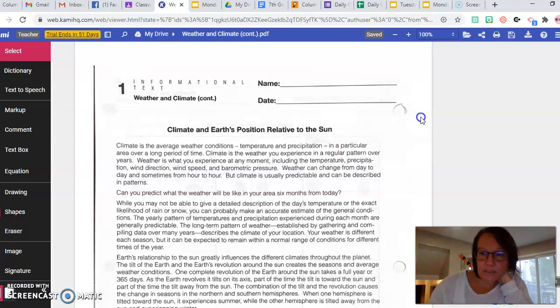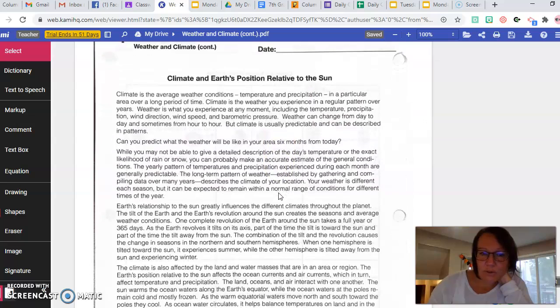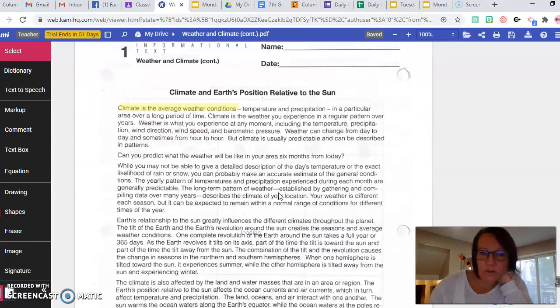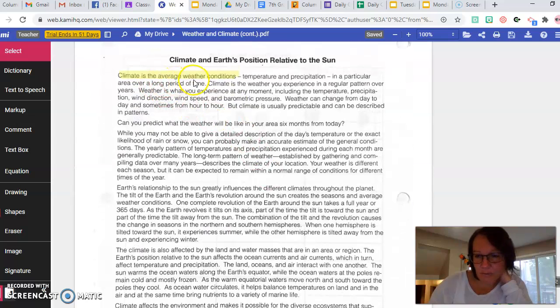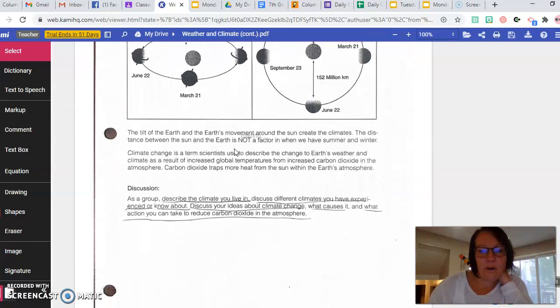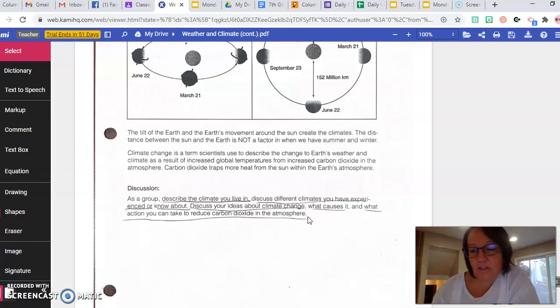Okay. So what you're going to do is, remember I have 2 page 2s. So you're going to read through and highlight the important information. I would hope that you are finished with that piece. And then you are down here where it says as a group. You're not doing it as a group, you're doing it by yourself. You're going to describe the climate in which we live, discuss the different climates that we've experienced, and discuss ideas about anything that you think about climate change. What causes it? What actions can you take to reduce it? Possibly the carbon dioxide in the atmosphere or the allergens that are dangerous.